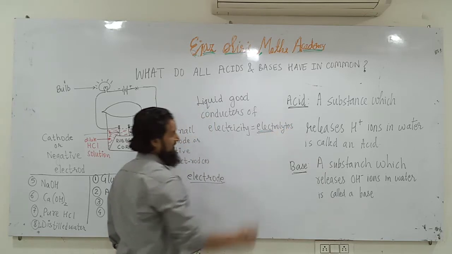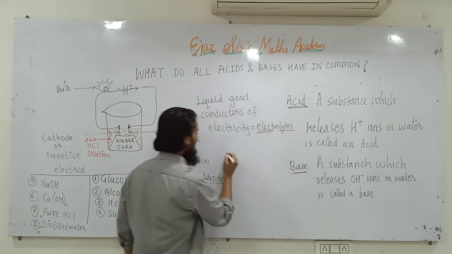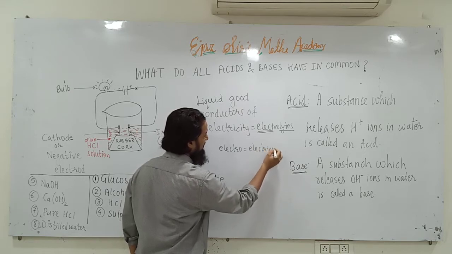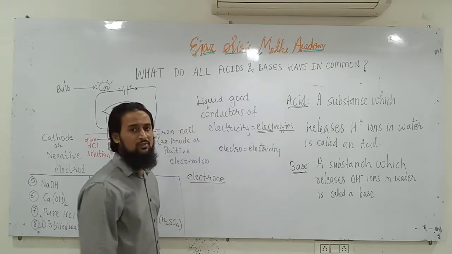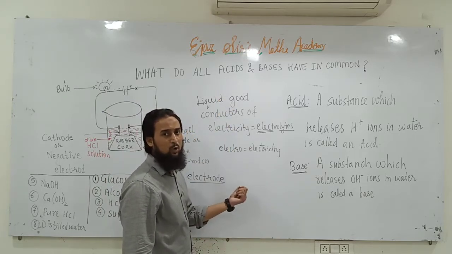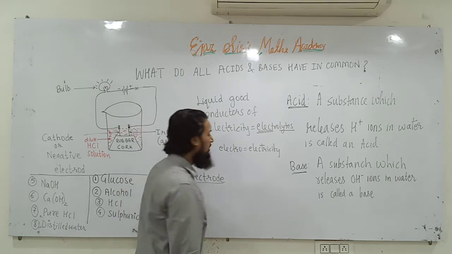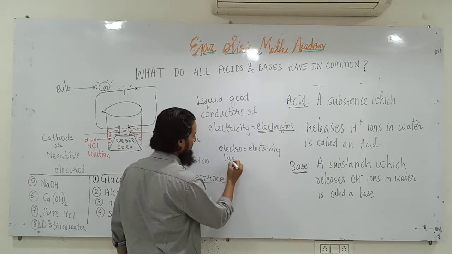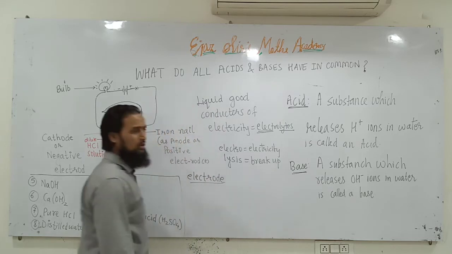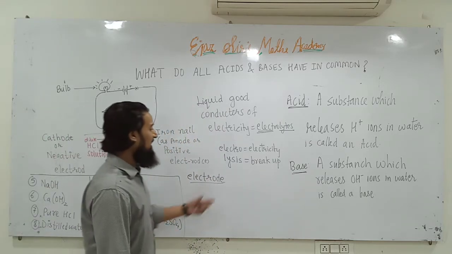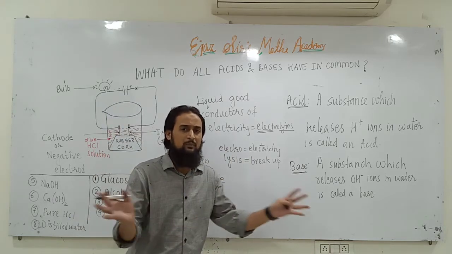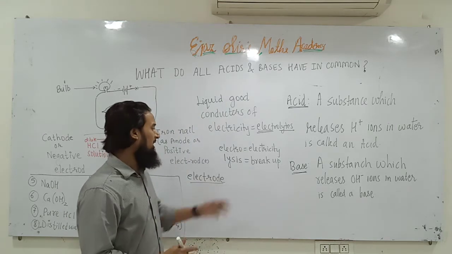Electro means electricity. You have studied this in chapter number 1: you passed electric current through acidified water, and water split up into hydrogen gas and oxygen gas. And lysis means splitting up, break up. So electro means electricity and lysis means break up. So if we pass electric current and a chemical breaks up into positive and negative ions, it is called electrolysis.